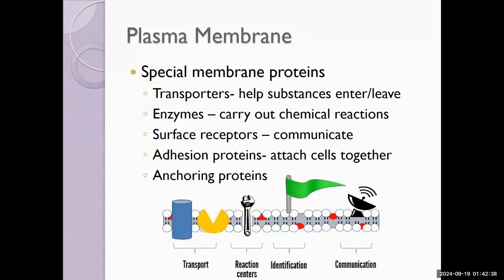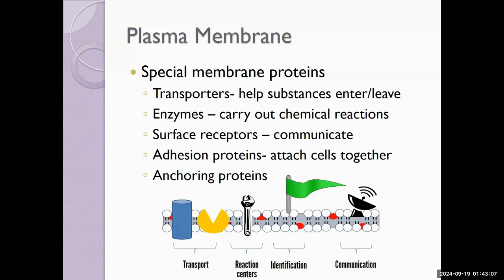Sometimes called a fluid mosaic model because it is a mosaic of multiple pieces. There's the phospholipids, there's cholesterol, but there's also transporters, enzymes, surface receptors, adhesion molecules, anchoring proteins. The idea here is to recognize that the plasma membrane is more than just a wall or a barrier. It moves things in and out of the cell.